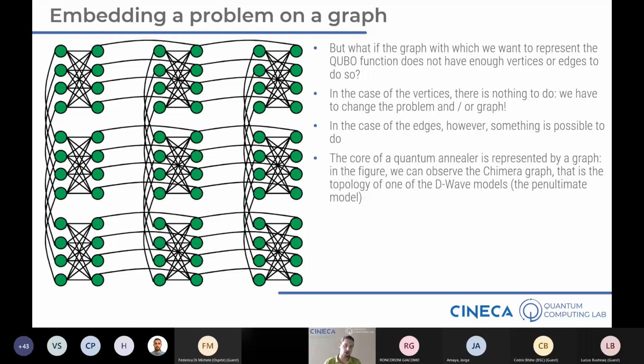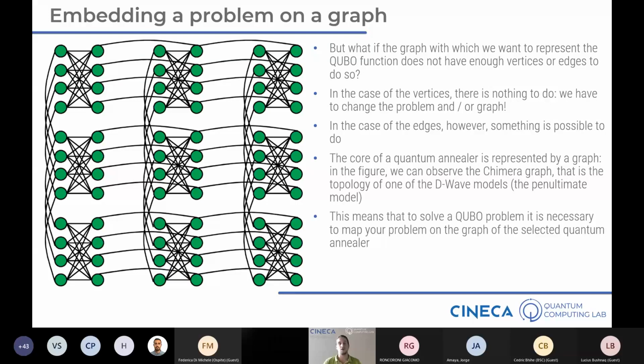The other topology, the Pegasus topology, is more complicated. We will see it, but now, as an example, this is better. So we have to map our QUBO problem into the graph of our quantum annealer. This procedure is called embedding. So when you hear "embedding a problem on the D-Wave system", it means transforming your QUBO problem into a problem that fits with the topology of the D-Wave.